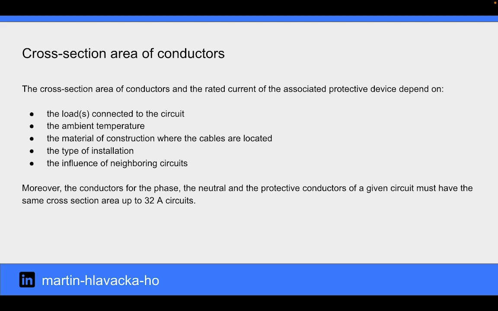The cross-section area of conductors and the rated current of the associated protective device depends on the loads connected to the circuit, the ambient temperature, the material of construction where the cables are located, the type of installation, and the influence of neighboring circuits. Moreover, the conductors for the phase, the neutral, and the protective conductors of a given circuit must have the same cross-section area up to 32A circuits.